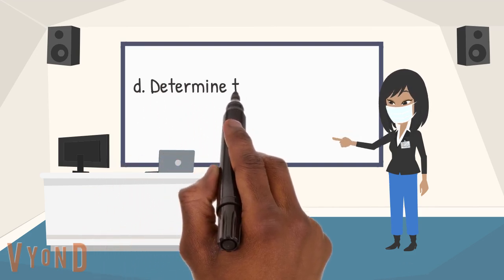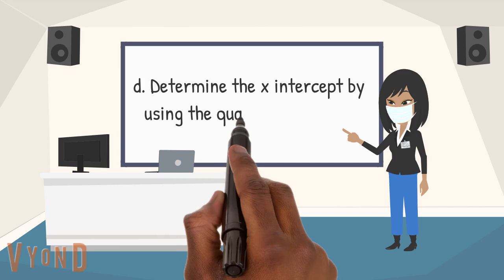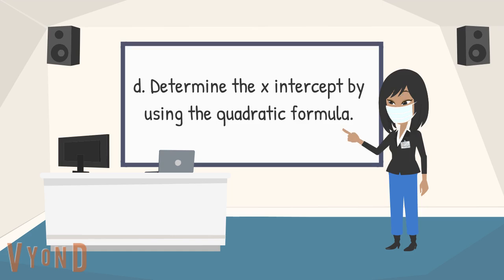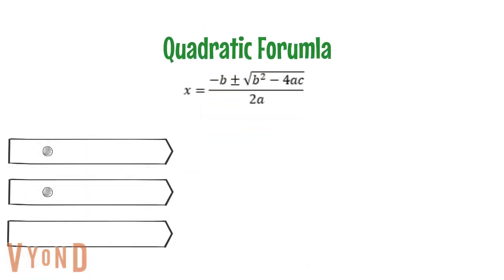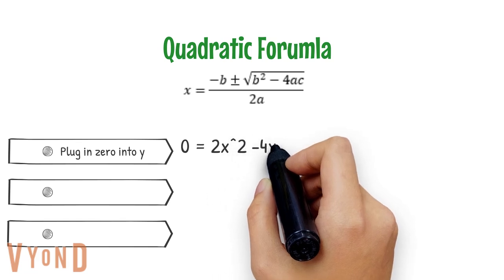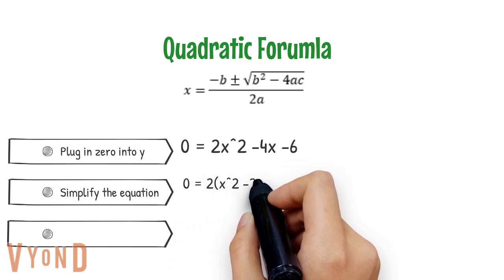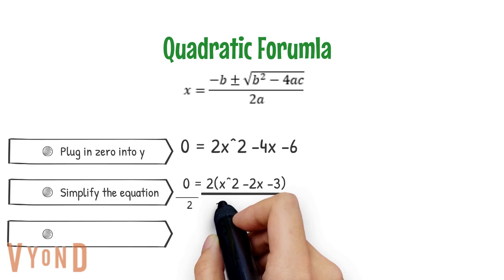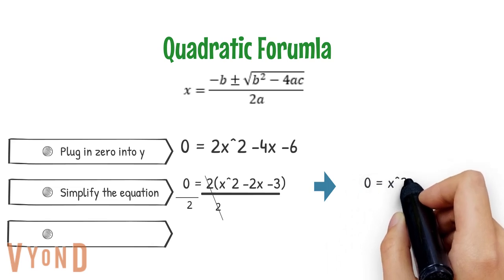Part D, determine the x-intercepts by using the quadratic formula. Note that the answer that you get using the quadratic formula should be the same as the answers you got by factoring. We start off by plugging 0 into y. You can only use the quadratic formula when the equation is equal to 0. The first step you want to do is actually simplify the equation. First, we're going to factor out the 2, like we did before, and divide by 2 on both sides.